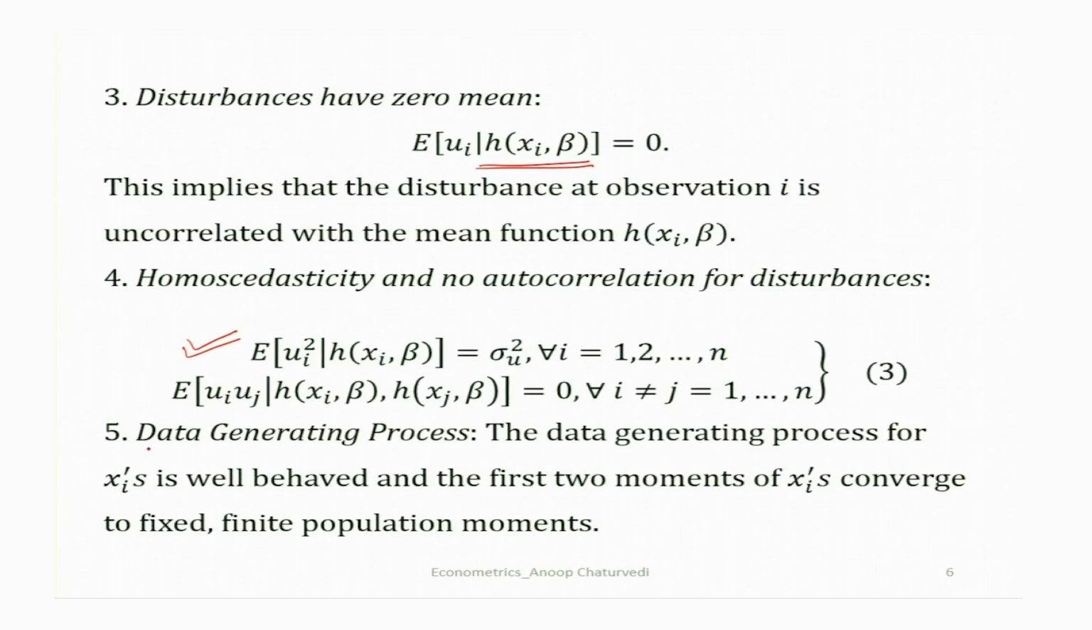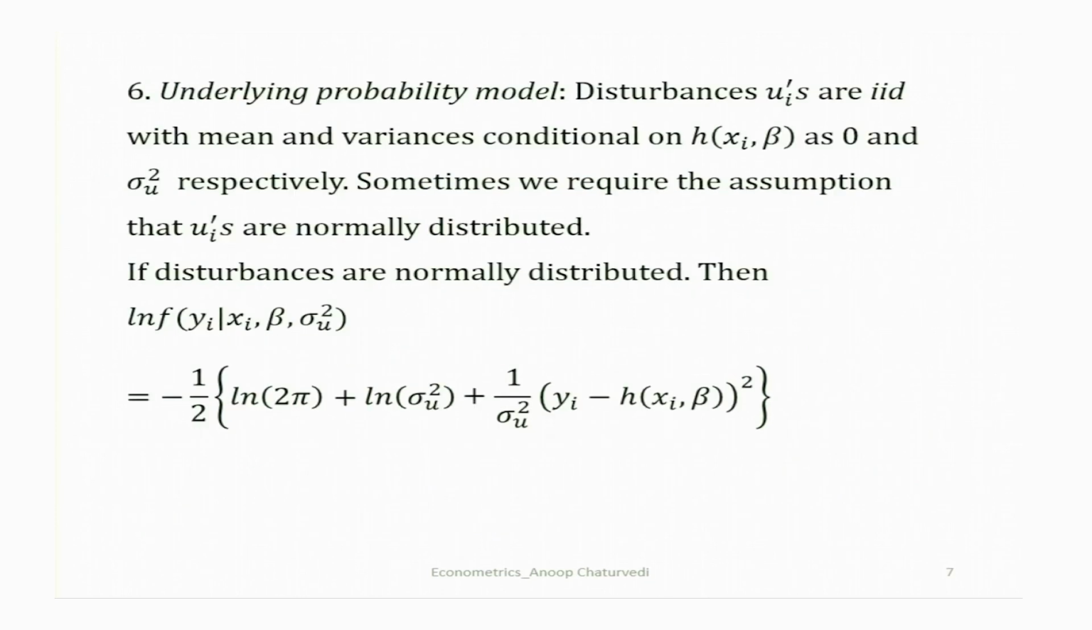Then the fifth assumption is about the data generating process. The data generating process for x_i's is well behaved and the first two moments of x_i's converge to fixed finite population moments. Again, we make this kind of assumption for the linear regression model also. Then the underlying probability distribution: disturbances u_i's are IID with mean and variance conditional on h(x_i, beta) equal to 0 and sigma square u. This assumption we have already taken. Sometimes we require the assumption that u_i's are normally distributed. So, sometimes we also assume that u_i's follow normal distribution.